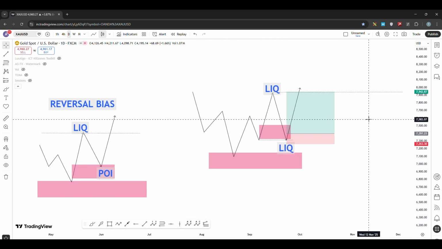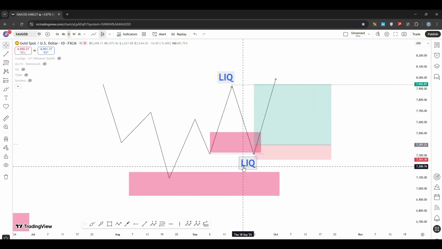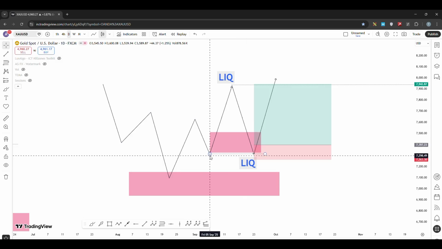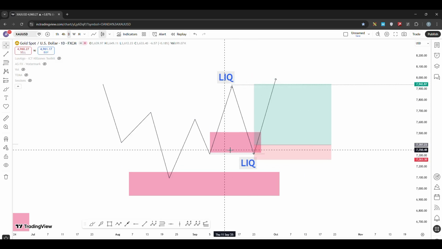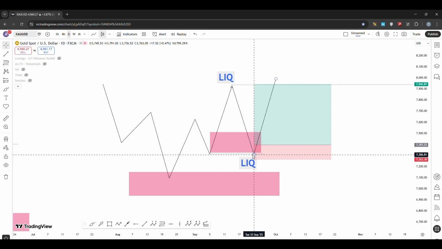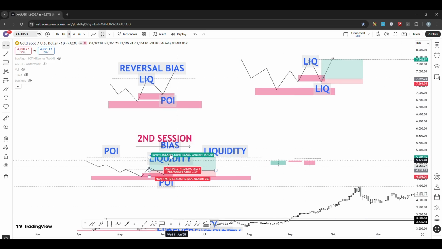And we are also going to trade this model between liquidity and liquidity, where market takes out the liquidity and then market pushes higher to our liquidity. Here also we can use the same entry model. Okay, so these are the two entry models that we will be trading.